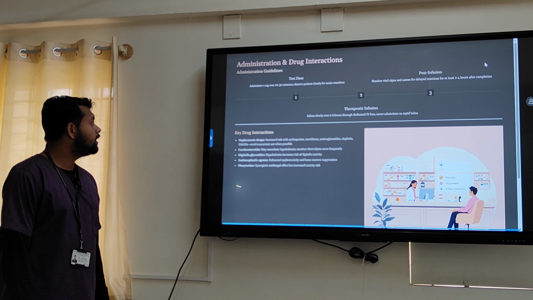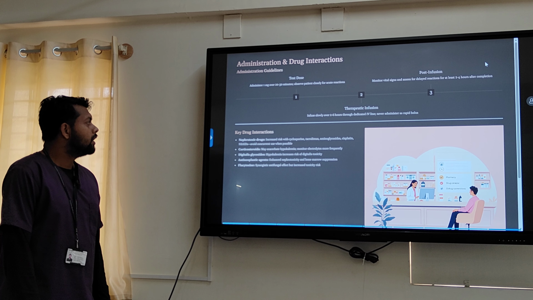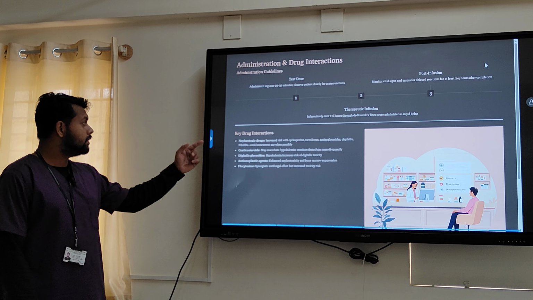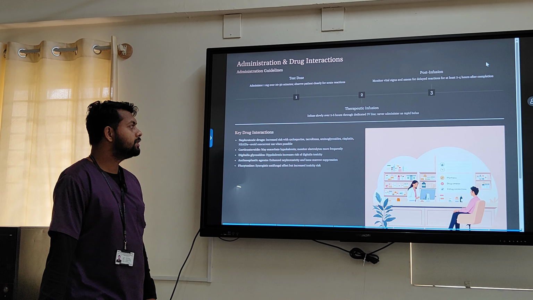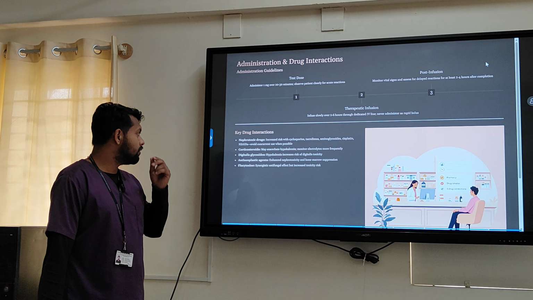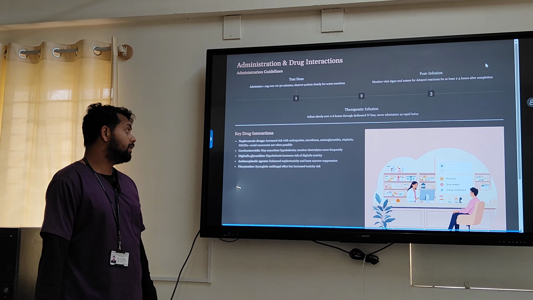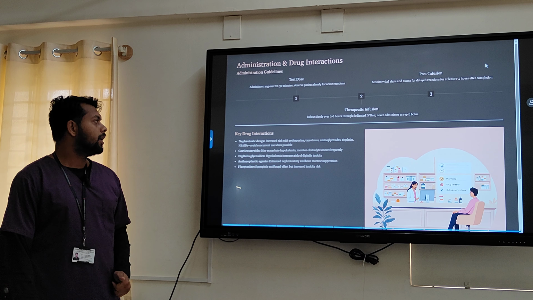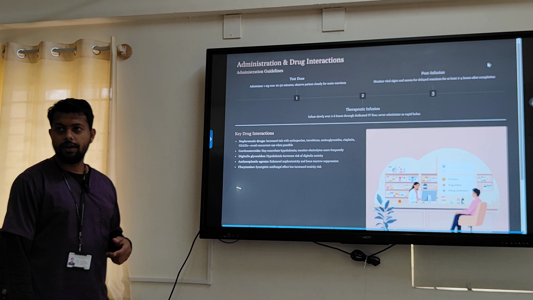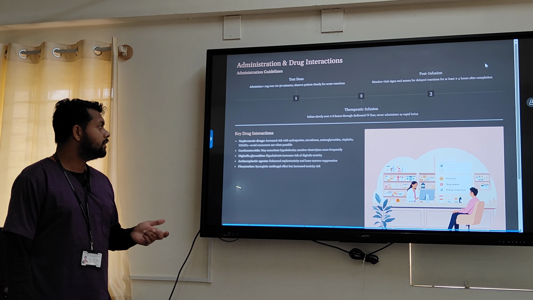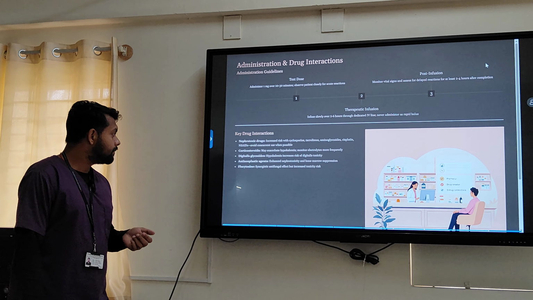So a key drug interaction is with nephrotoxic drugs. This drug should not be given along with cyclosporin, tacrolimus, aminoglycoside, cisplatin, and NSAIDs, to avoid inducing nephrotoxicity. And amphotericin should not be given concurrently with corticosteroid, which may exacerbate the hypokalemia. So if any corticosteroid is going on with amphotericin B, then monitor the electrolytes.